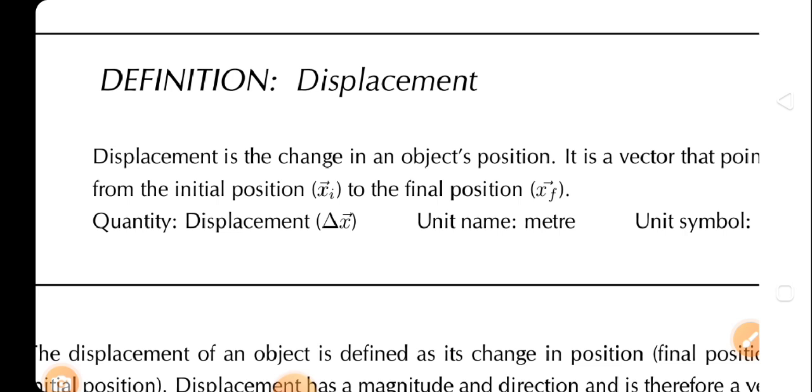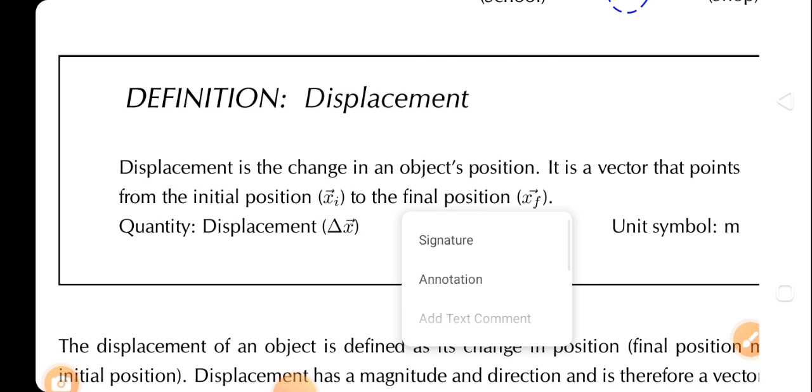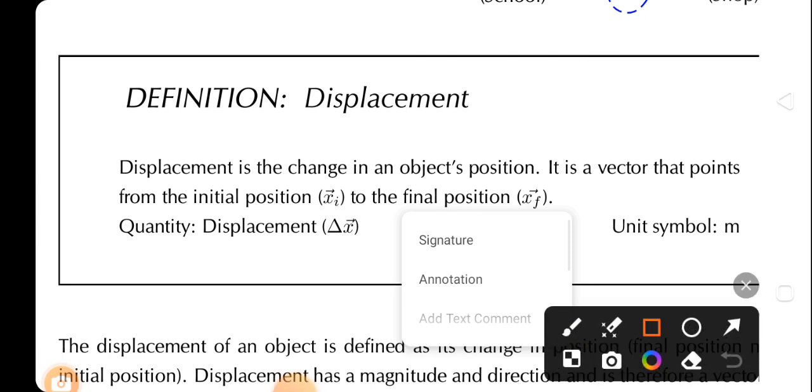Many students find it difficult to understand physics. The reason is they lack the basic knowledge of physics. So in this channel, I teach the basics of physics step by step for easy understanding. And today I'm going to explain what displacement is. So let's get started.